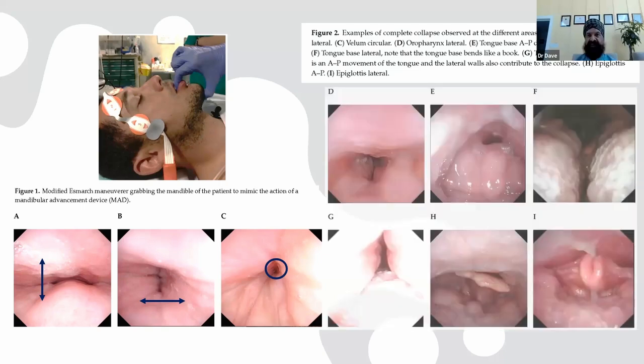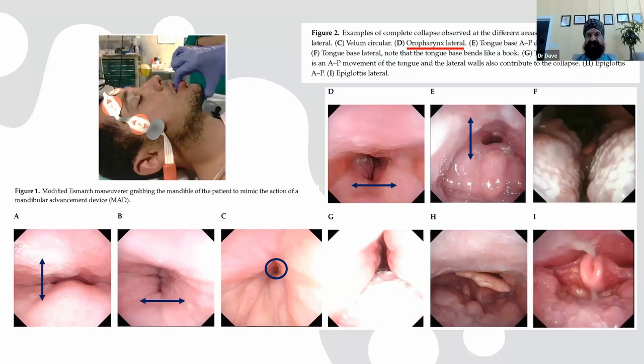Looking further down at the level of the oropharynx, again, we've got medial-lateral opening, we've got anterior-lateral opening, and an example here of how the tongue is being compressed laterally. And looking at the level of the base of the tongue, an example here of concentric opening, of anterior-posterior opening, and lateral opening as well. So you can take this DISE procedure at different levels and decide how suitable this patient is going to be for a mandibular device or some other procedure if indicated.